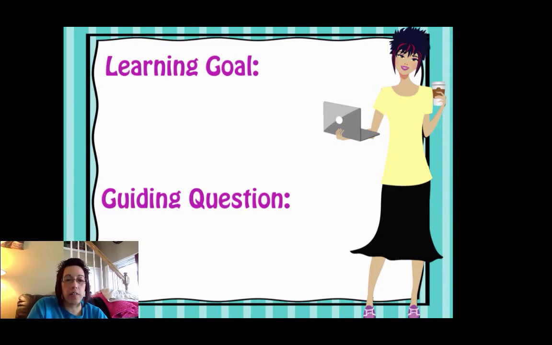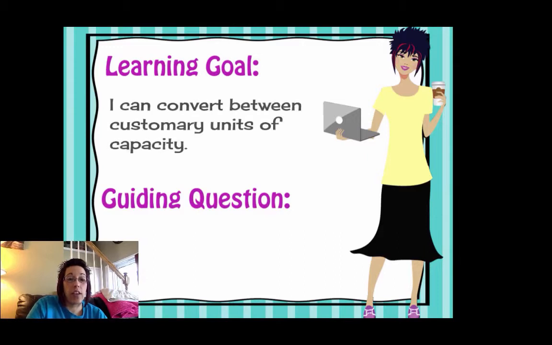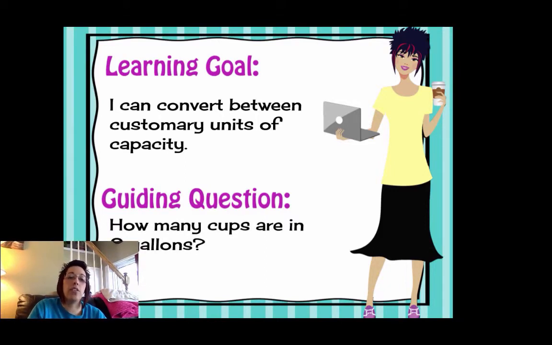Our learning goal in this video is I can convert between customary units of capacity. Now, when I talk about capacity, I talk about liquid. So I'm thinking gallons, cups, pints, quarts. So our guiding question, by the end of this lesson, you should be able to tell how many cups are in 3 gallons. So let's go ahead and look at capacity.